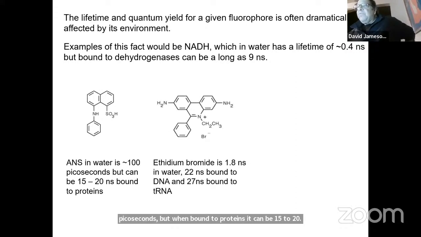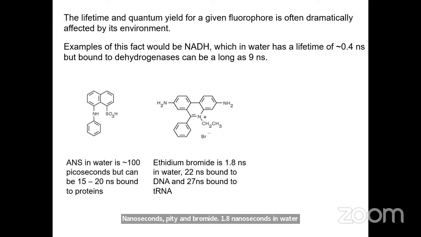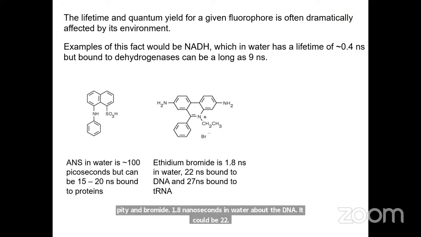Ethidium bromide, 1.8 nanoseconds in water. Bound to DNA, it can be 22 nanoseconds. Bound to transfer RNA, 27 nanoseconds.